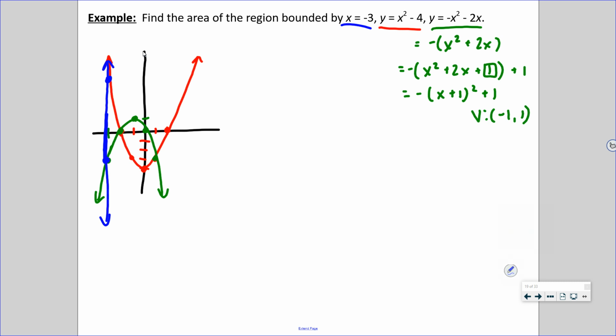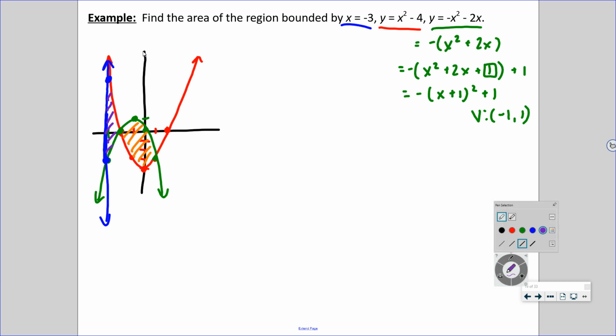All right, so this is a good example of, hey, I have 2 separate areas here. I have this one, I have this one. And again, if you're not sure where these cross, or if you're not sure how to graph these by hand, you can set them equal to each other and find their intersection points, and that might help you visualize it a little bit better.